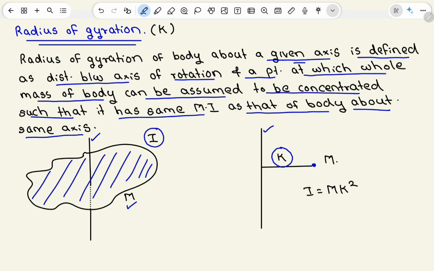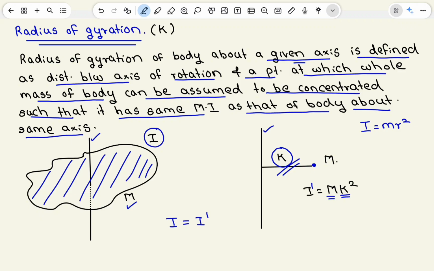Now, for point particles, the moment of inertia is mr square. But the mass we have is m, and the distance that we have for this point particle from the axis of rotation is nothing but k. And what we are getting is I dash. I dash is nothing but moment of inertia of this point particle about the axis of rotation, and we are getting it mk square. Now, if the moment of inertia initial and this I dash are same, then we can say that this distance k is nothing but the radius of gyration.